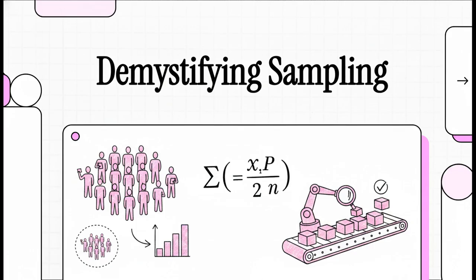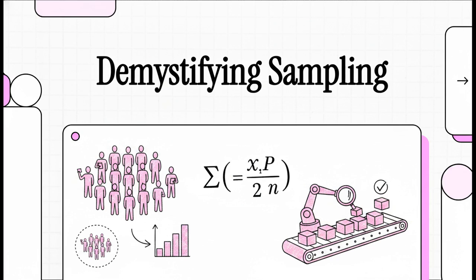I mean, have you ever really stopped to wonder how a survey of, say, just 1,000 people can accurately predict a whole national election? Or how a giant factory ensures the quality of literally millions of products without testing every single one? It kind of feels like magic, right? Well, spoiler alert, it's not magic at all. It's the strict mathematical discipline of sampling design.